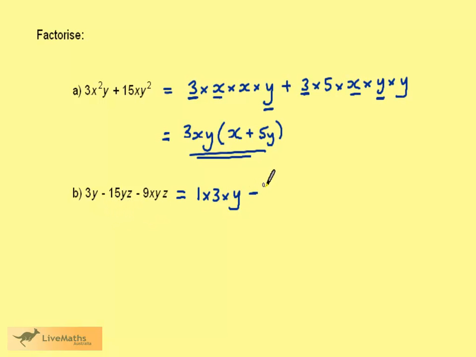15 can be written as 3 times 5, so we have 3 times 5 times y times z. We then have a second minus sign, and we can write 9 as 3 times 3. So we have 3 times 3 times x times y times z. Looking for what's common, we have the 3. We also have a y.